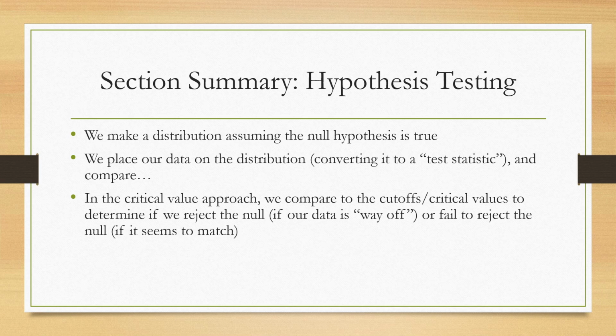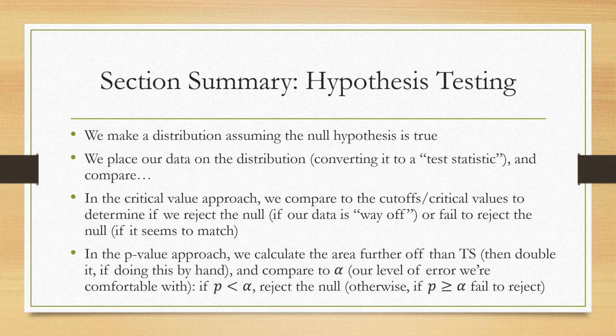We had two approaches to do this comparison in as objective a way as possible. One was the critical value approach, where we compared the critical value cutoffs, the reasonable region, and ultimately our definition of being way out there, to the test statistic. And so if the data was way out from the distribution, then we rejected the null hypothesis. And if the data seemed to largely match with the distribution, we failed to reject the null hypothesis. That is, we stuck with that null.